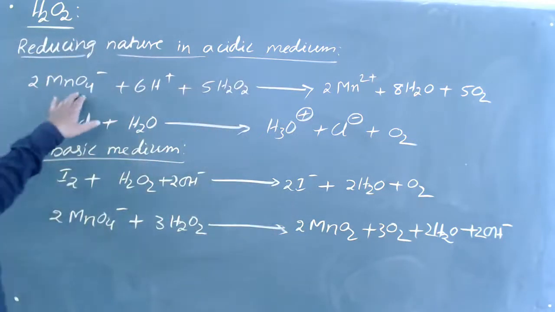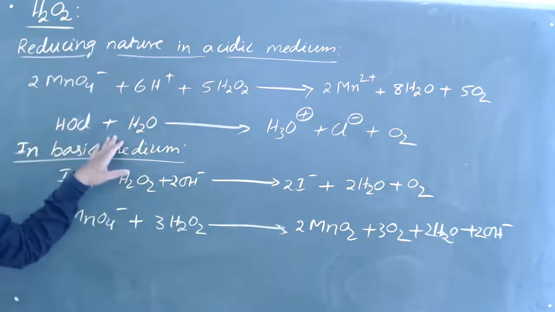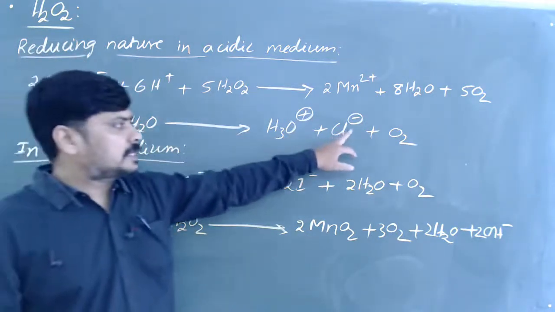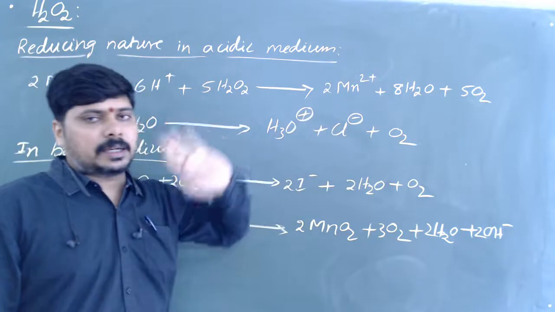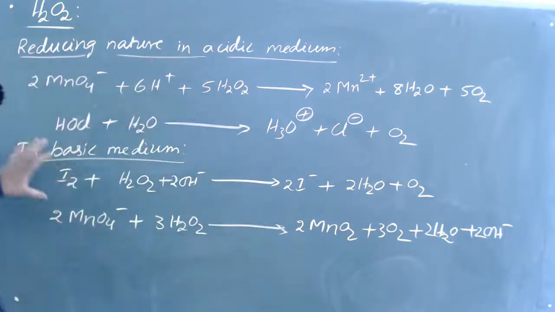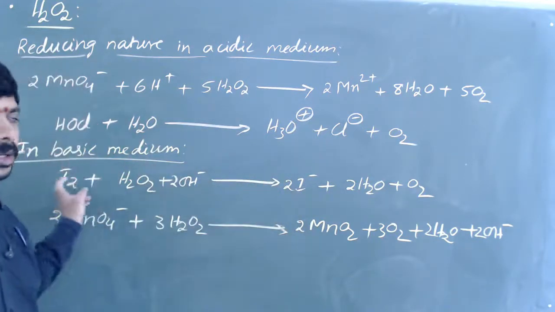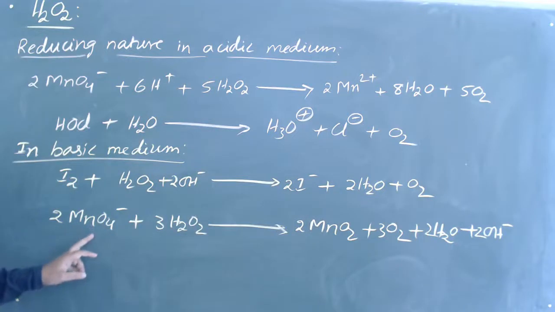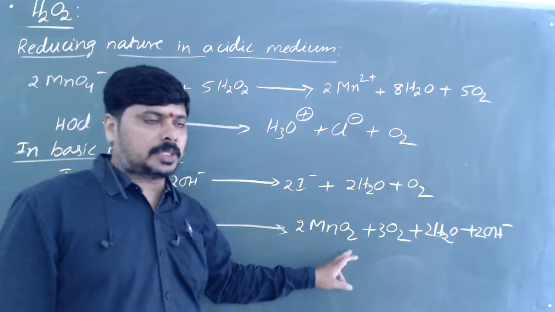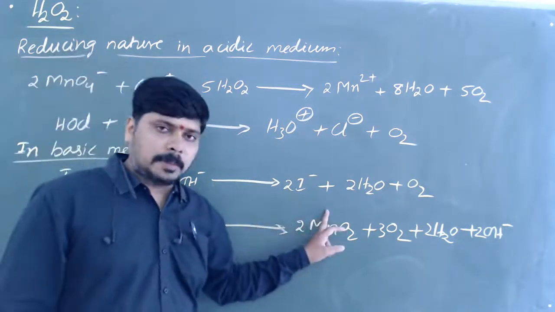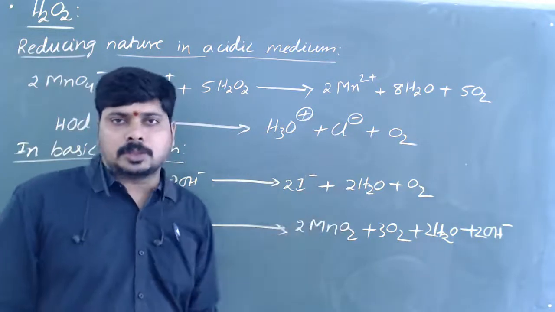The same thing, MnO4 minus gets converted to Mn2+, and we get H2O and O2. And when we take HOCl and H2O, it gives Cl minus. The hypochlorous acid has +1 oxidation state, and it gets converted to -1. So all these are reductions. When you take basic medium, iodine in presence of peroxide gets converted to I minus, 0 becoming -1. Whereas with permanganate, when we take hydrogen peroxide, we get manganese oxide, which has +4. +7 is getting converted to +4. So this is also the reduction of permanganate.